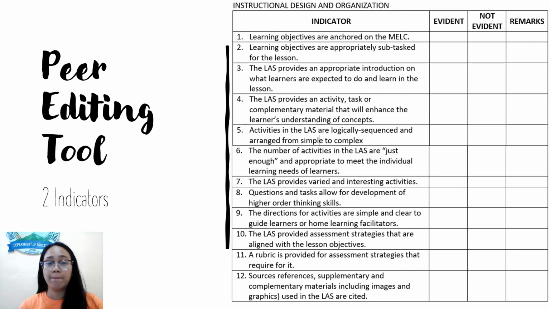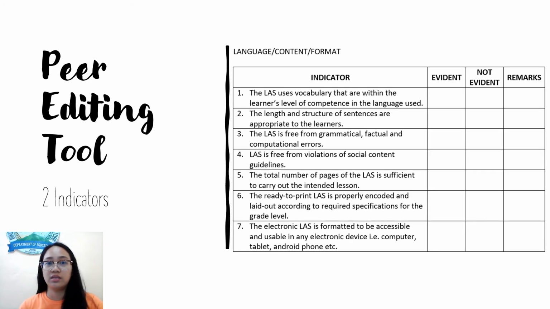First indicator is the instructional design and organization. So the 12 indicators must be identified whether they are evident or not evident. For the second indicator, we have the language, content, or format. It will likewise be identified if the 7 indicators were evident or not evident. Any master teacher or any competent teacher in your school may conduct evaluation or peer editing.